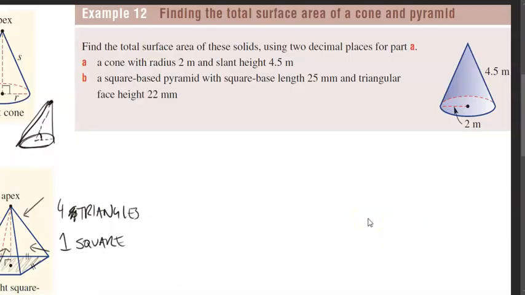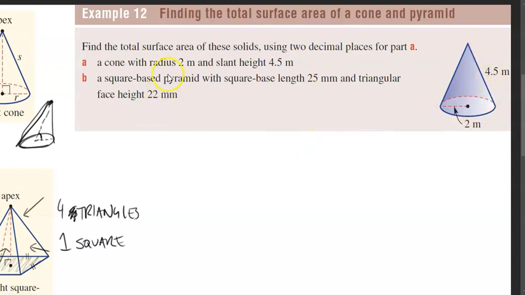Now we've got some insight to the formulas of a cone and a pyramid. Let's use it to help us with this example here. I'm going to find the total surface area of the solids using 2 decimal places. For part A, we're going to look for the total surface area of a cone with a radius of 2 and a slant height of 4.5, and that's the only 2 pieces of information that we need.